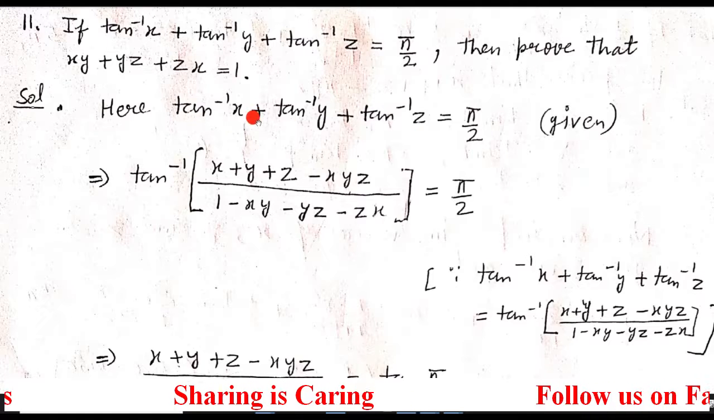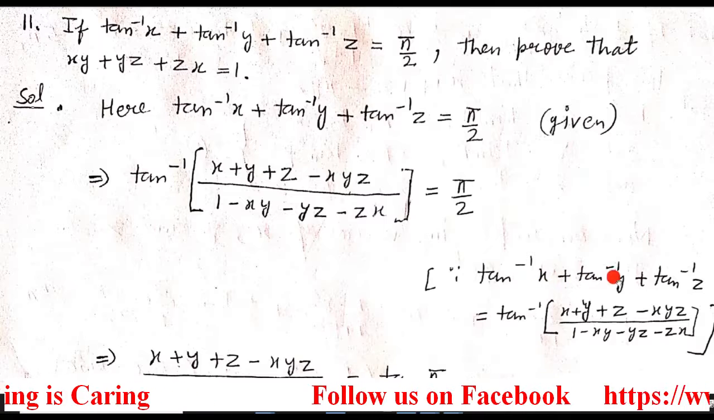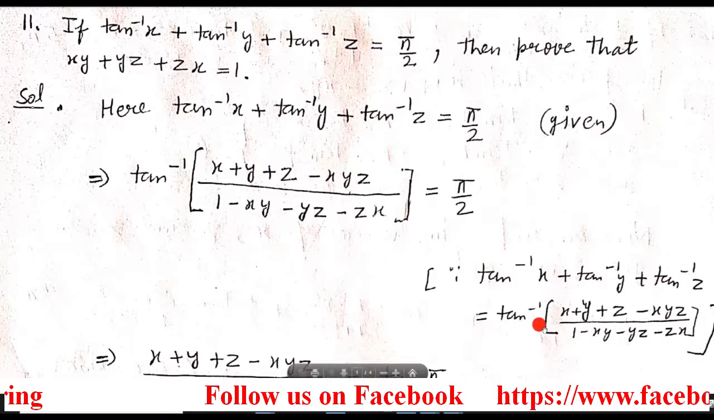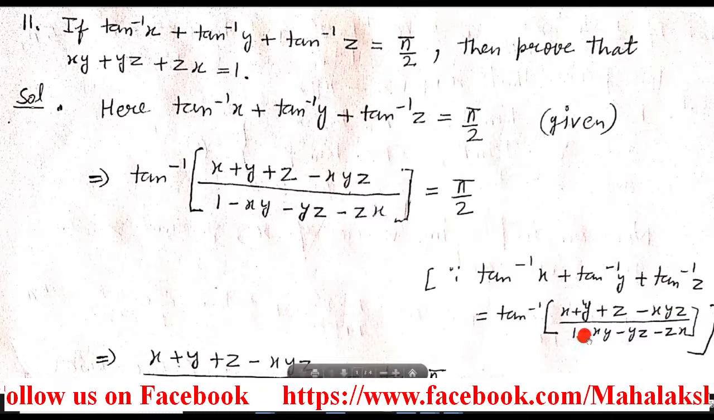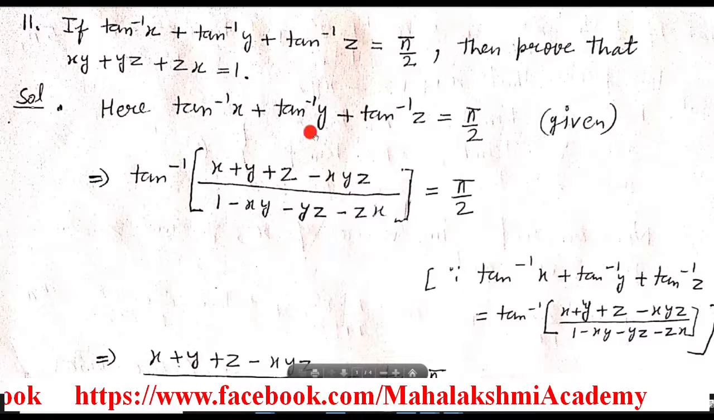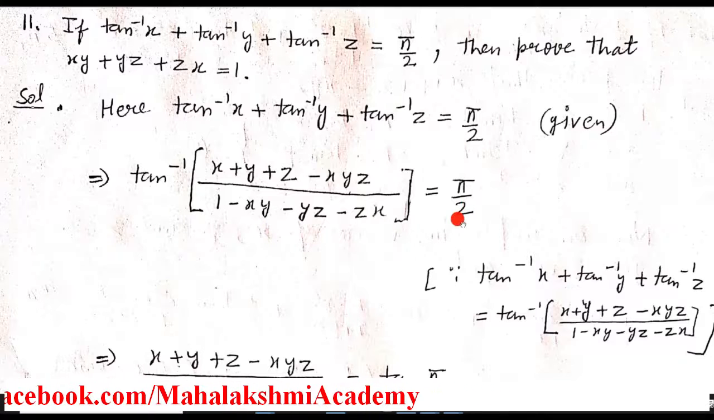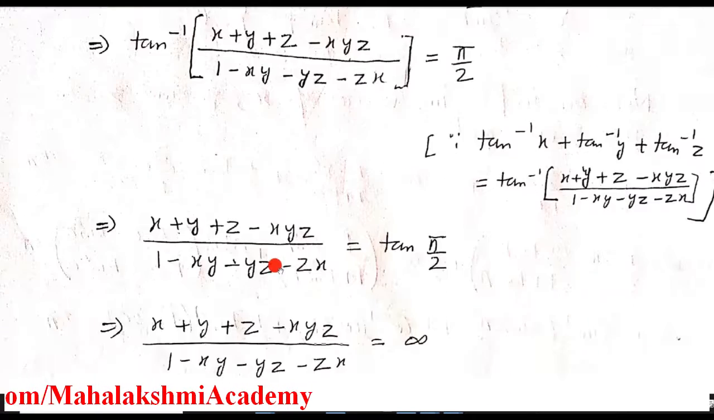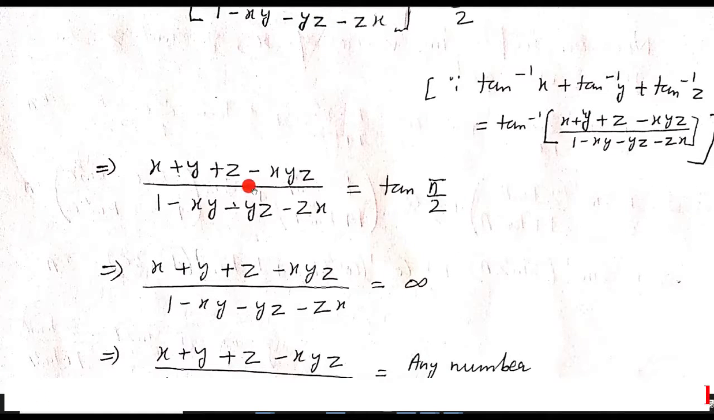Now here you can see we can directly use the formula: tan inverse x plus tan inverse y plus tan inverse z is equal to tan inverse of (x plus y plus z minus xyz) upon (1 minus xy minus yz minus zx). So in the left hand side I directly use the formula, and this pi by 2 I wrote as it is. Now in the next step, when we shift this tan inverse here, it becomes tan pi by 2, and the left hand side we write as it is.